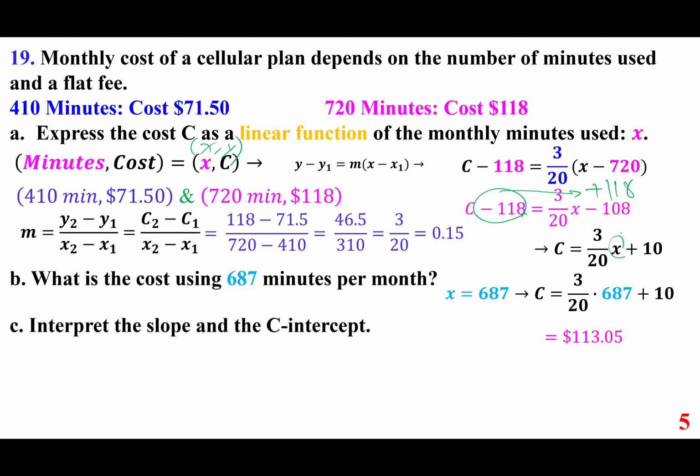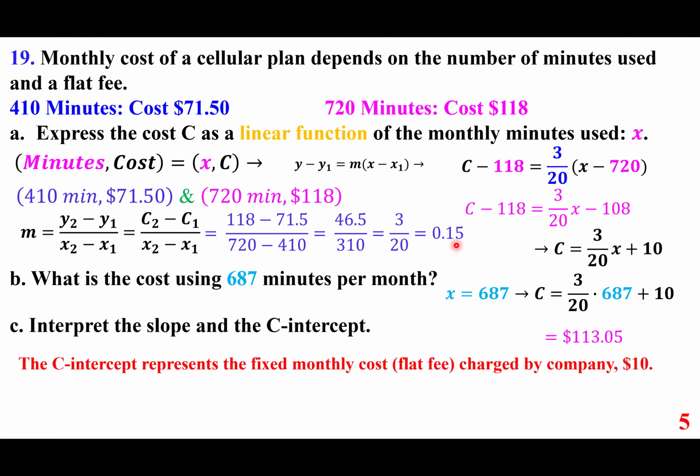Interpret the slope and the c-intercept. By the way, the y-intercept, now we call it the c-intercept. Let me erase my work first. So we are looking at the m and the c-intercept. So when we look at this one, the c-intercept is the 10. That's a fixed monthly cost. That's a flat fee, meaning we're going to pay that no matter what. And the variable is 3 over 20. Let's go with 0.15 because 3 over 20 or $0.15 or 15 cents, that would be the charge per minute.